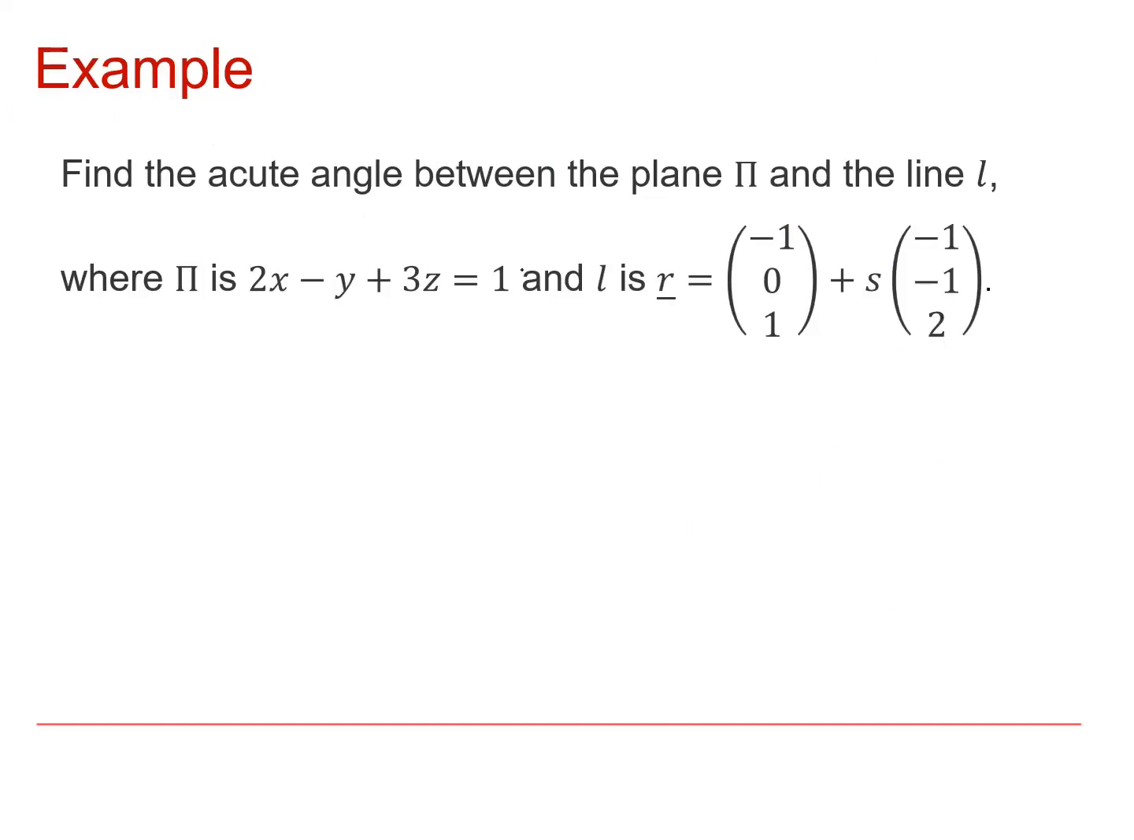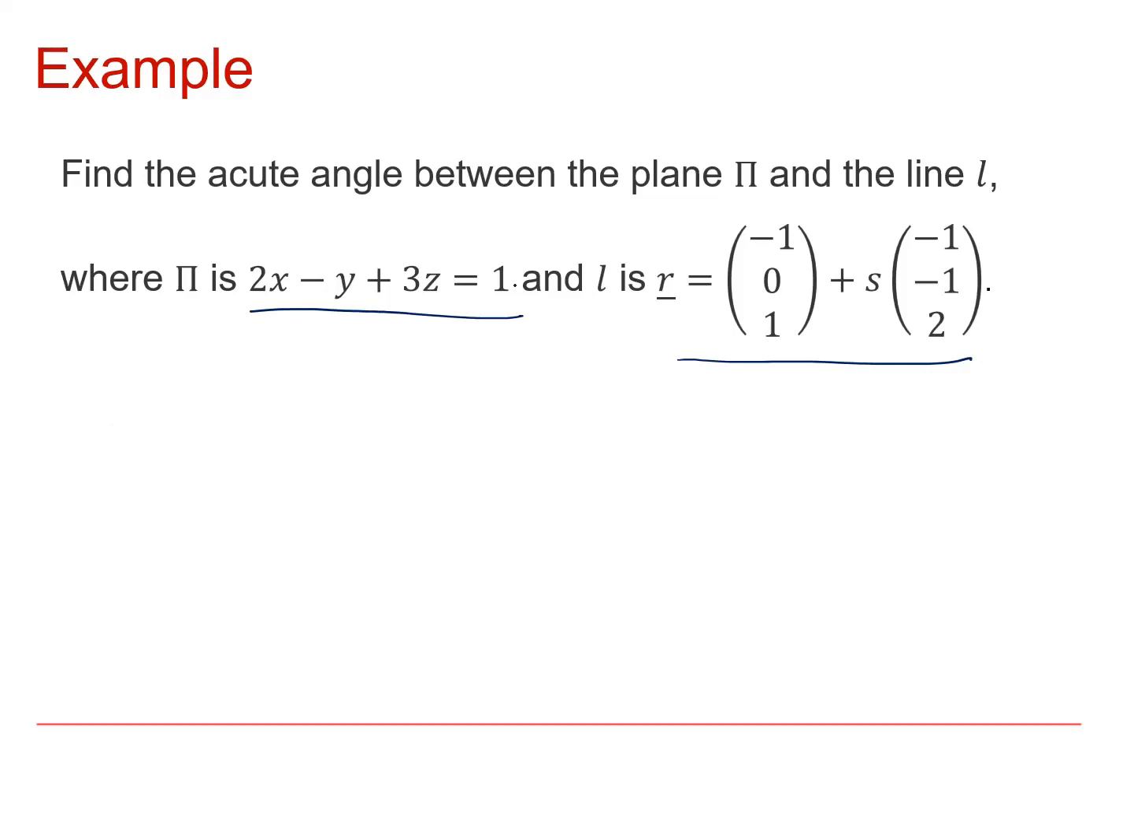So let's look at an example. I've got a plane pi, here's its equation, and I've got a line L, and here's its equation, and I want the angle between them. Now, this does actually ask us for the angle. Sometimes it will ask us for the cos of the angle between them, but we have actually been asked for the angle, so we are expected to get something in terms of degrees by the end.